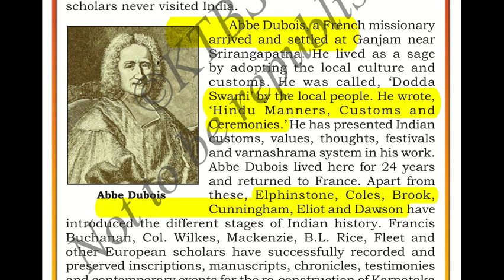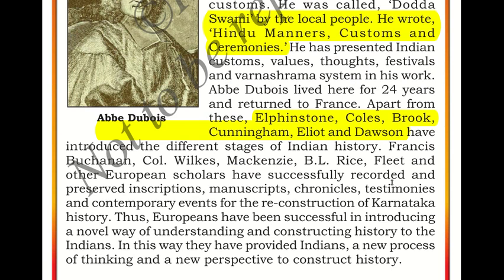Francis Buchanan, Colonel Wilkes, Mackenzie, B.L. Rice, Fleet and other European scholars have successfully recorded and preserved inscriptions, manuscripts, chronicles, testimonies and customary events for the reconstruction of Karnataka history. Thus, Europeans have been successful in introducing a novel way of understanding and constructing history to the Indians. In this way, they have provided Indians a new process of thinking and a new perspective to construct history.